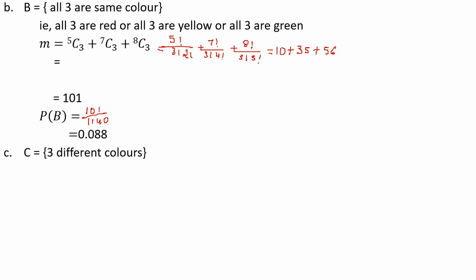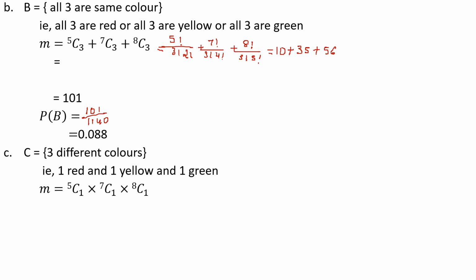Okay, next we have, let C denote all three are of different colors. So that means one red color, one yellow color, and one green color. So we have to choose 1 out of 5, 1 out of 7, and 1 out of 8. So 5C1 into 7C1 into 8C1. So that will be equal to 5 into 7 into 8, that is 280. Therefore, probability of C will be equal to 280 divided by 1140. So that is 0.2456.